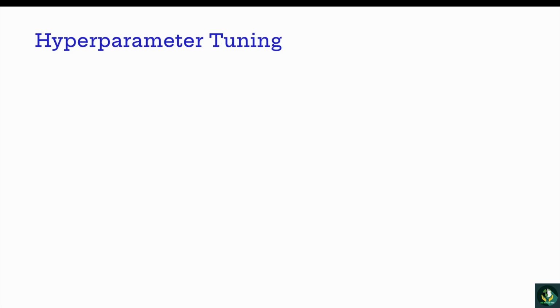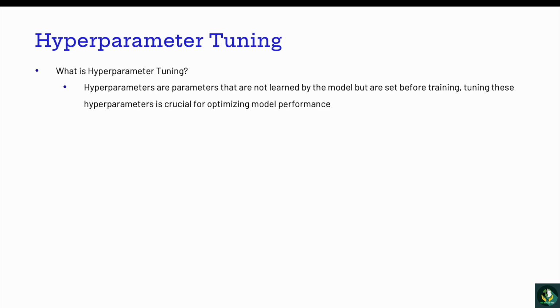Next, let's look at hyperparameter tuning. Now, what is hyperparameter tuning? Hyperparameters are parameters that are not learned by the model but are set before training. Example, learning rate, number of trees, depth of a tree. Now, tuning these parameters or hyperparameters is crucial for optimizing model performance.